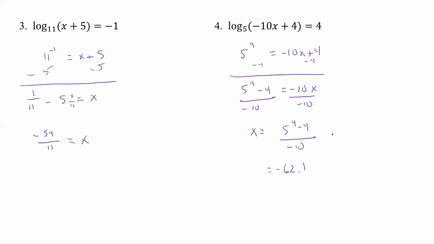Which means that this is actually negative 621 over 10. And so, we could leave it as this negative 621 over 10, or if we want it as a decimal, we could put it that way. It doesn't say which one's more preferred at this point. And so, either one of them should work. That one's just as a decimal.